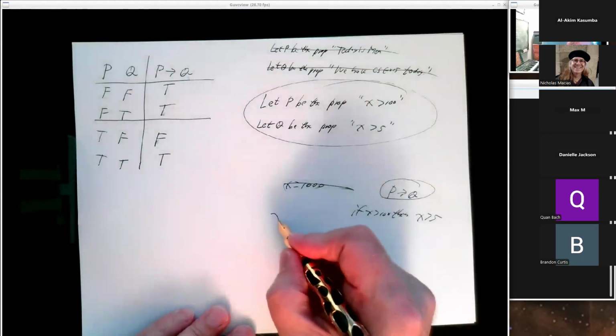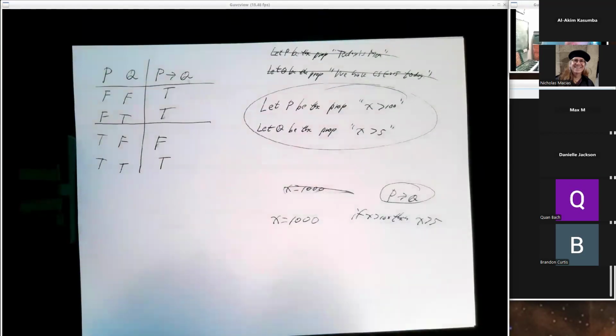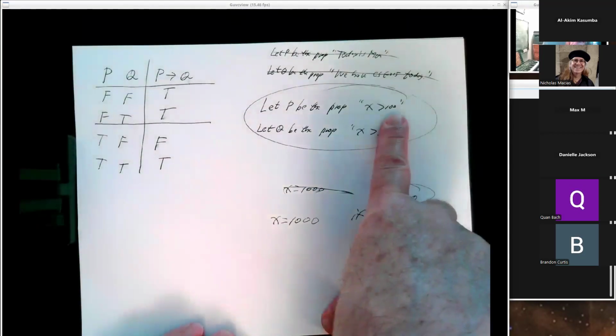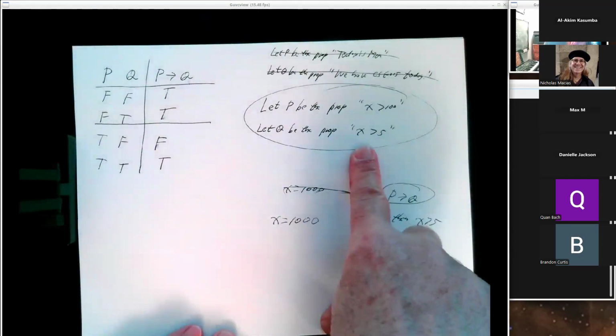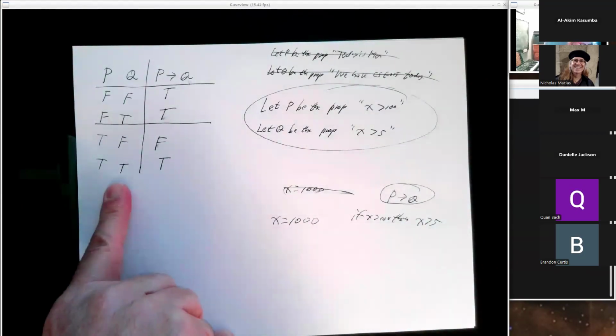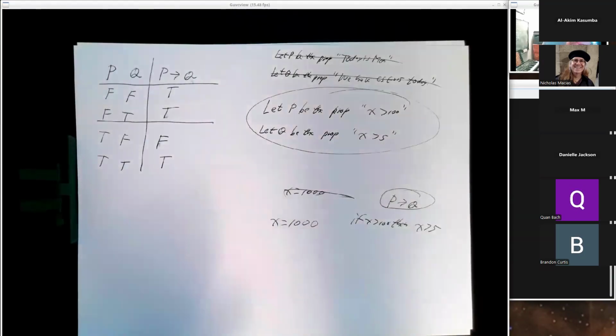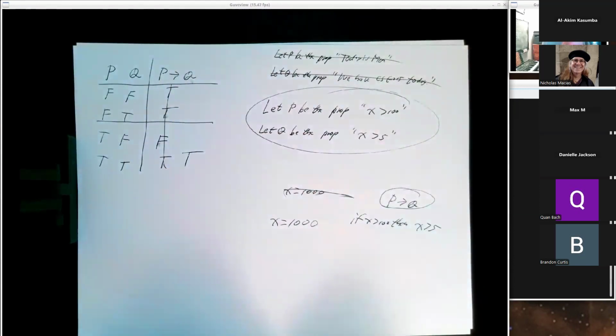Okay, so let's pick some values. Suppose X is equal to 1,000. Is 1,000 bigger than 100? Yes. And is 1,000 bigger than 5? Yes. So if X is 1,000, we're in this case here where P is true and Q is true. And so if P then Q, well, that's true.